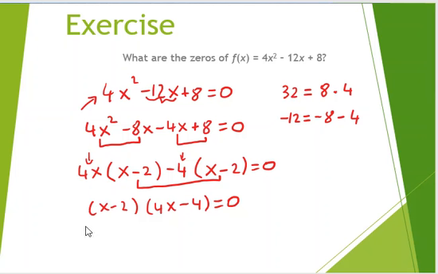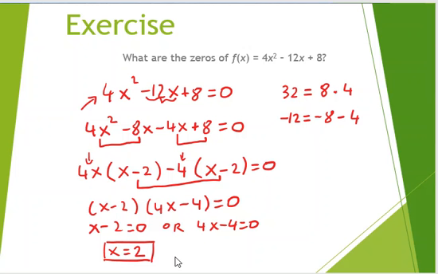So from here you set x minus 2 equals 0, or 4x minus 4 equals 0. So you get x equals 2 and x equals 1. Those are the zeros of this function, which means that the graph of this function crosses the x-axis at these points, x equals 2 and x equals 1. So those are two real zeros of this function.